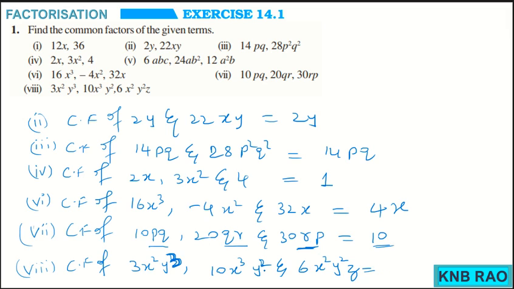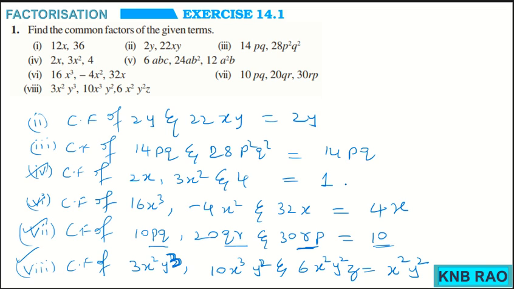But x square is a factor in all the 3 terms, and y square is a factor in all the 3 terms. So only the variable portion comes as a common factor of these 3 terms. So the 7th, 8th and 4th are very important. They test your exact knowledge. Even the 6th also tests your knowledge on science. Okay. So with this, I have completed main question number 1.